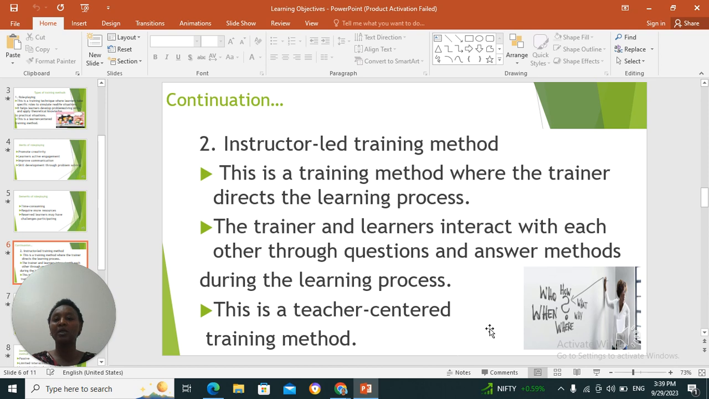Let's look at the instructor-led training method. This is a training method where the trainer directs the learning process. Actually, in this one, we can say that the trainer is the center, is the one who takes the lead. The work of the learners is to listen and to interact through question and answer method during the learning process. So this is a teacher-centered method.